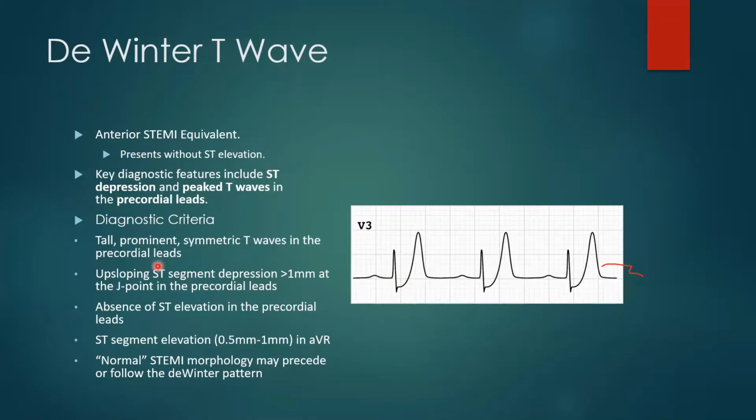You have prominent symmetric T waves. You have upsloping ST segments. You have an absence of ST elevation in precordial leads. You can also have ST segment elevation of 0.5 to 1 millimeter in AVR. You guys haven't heard me talk about AVR at all tonight, have you? AVR is the forgotten lead. Nobody really pays attention to it, but in this case, you have to pay attention to it. A normal STEMI morphology may also precede or follow the De Winter pattern.